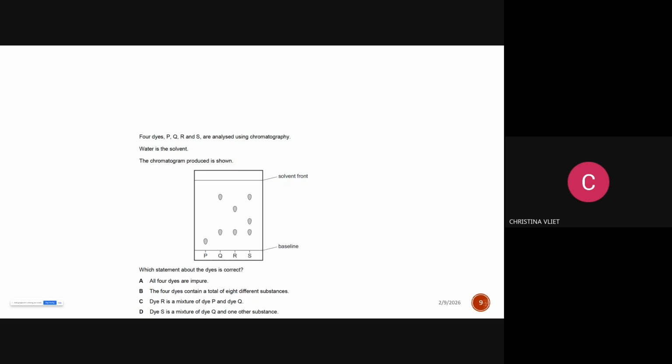And you can tell it's pre-ACE, it's multiple choice. Are all 4 dyes impure? Which dye is pure? There's one dye that's pure. P is pure because it didn't separate, right? So you may want to write that down because it doesn't separate. So A is wrong.